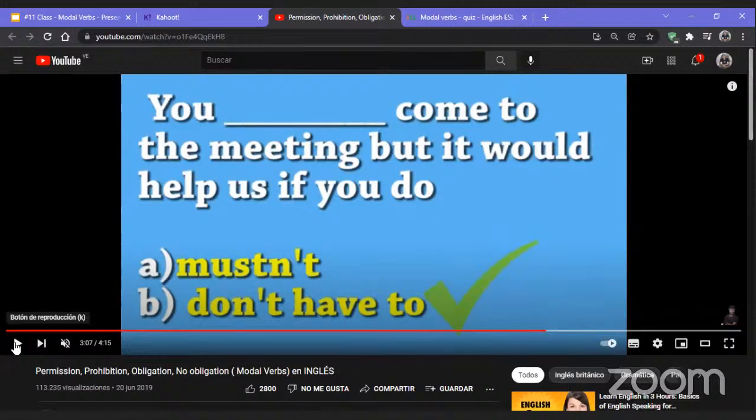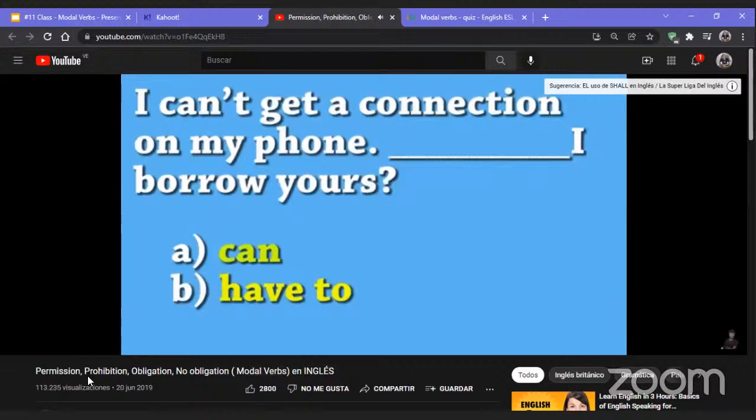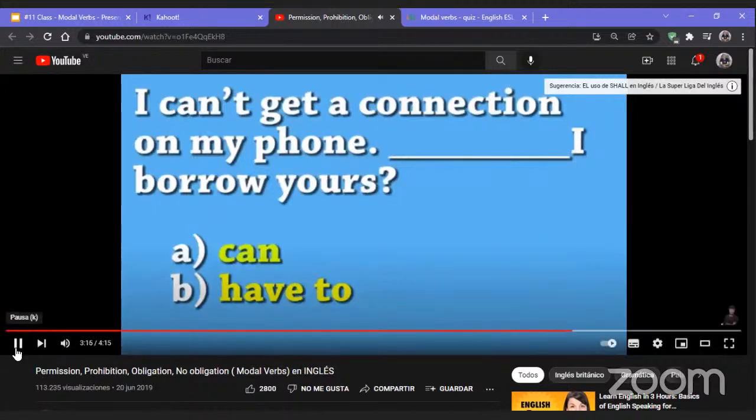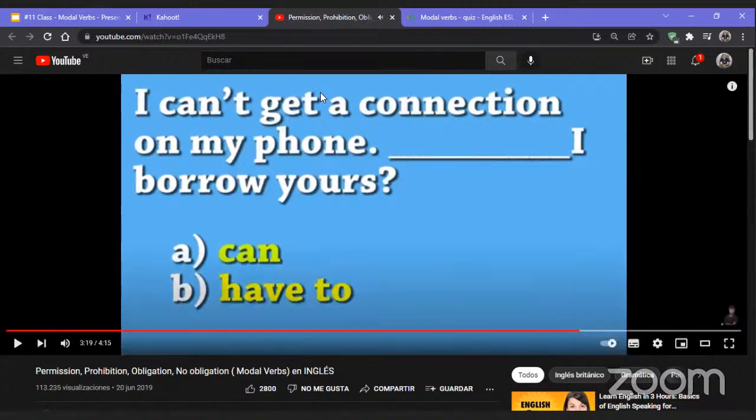Just one more example and let's continue. In this case, we have to use don't have to. I can get a connection on my phone. I borrow yours. Okay, so Reinaldo, what do you think? Letter A or letter B? Well, related to the last class, in this case, we need to use letter A. Yes, because we're asking for permission to use your phone. Yep, completely right. So let's continue with the slides.